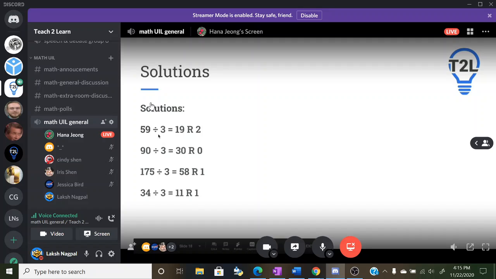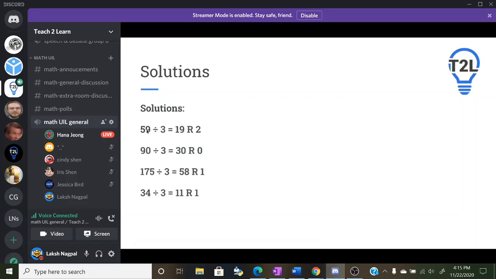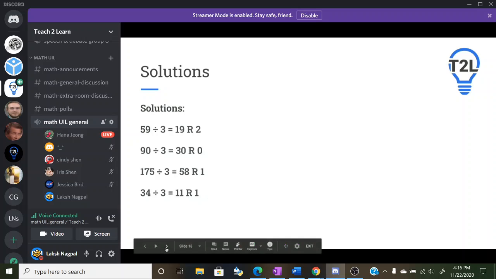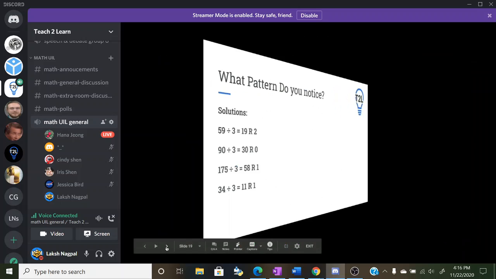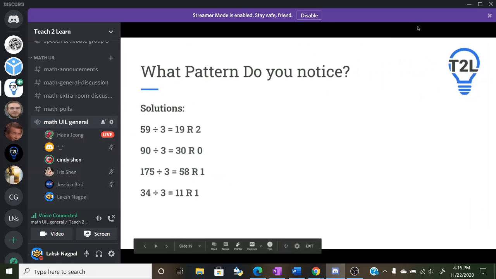For the first one, in the former slide it was 58. Here it says 59. So for the first one, the remainder should be 1. And then for the second one, the remainder should be 0. For the third one, the remainder should be 1. And then for the last one, the remainder should also be 1. So when looking at the remainders for these numbers, there's a pattern, and see if you can notice what it is.